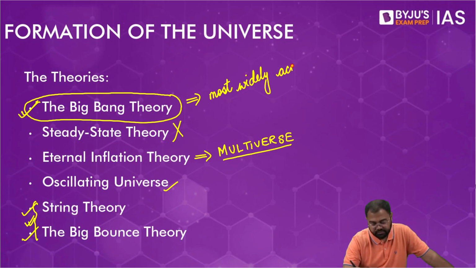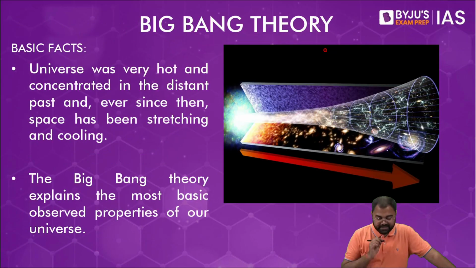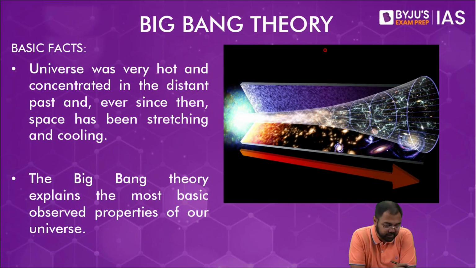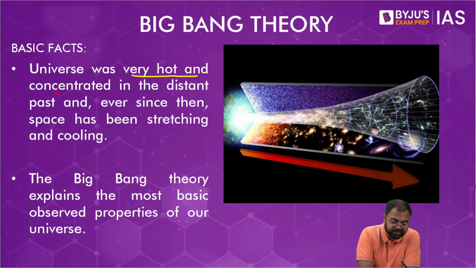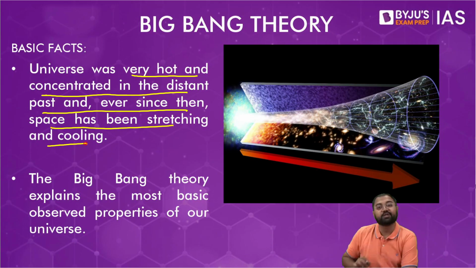This is the most widely accepted theory, the Big Bang theory. Now, what exactly does the Big Bang say? What is the Big Bang theory saying? The Big Bang theory says that the universe was very hot and concentrated in the distant past, and ever since then, the space has been stretching and cooling.